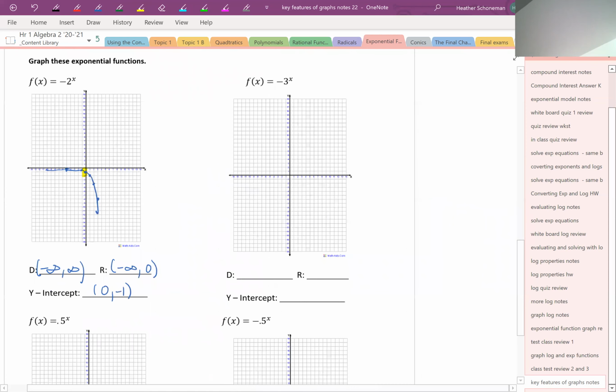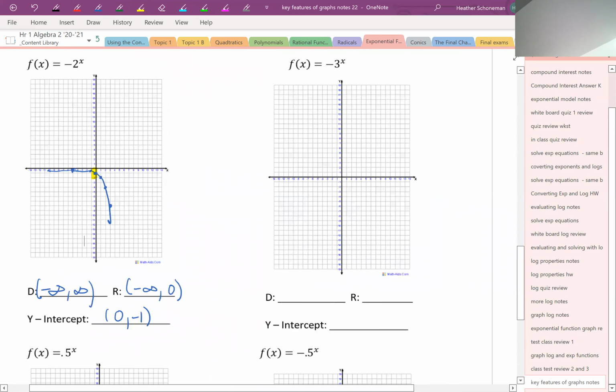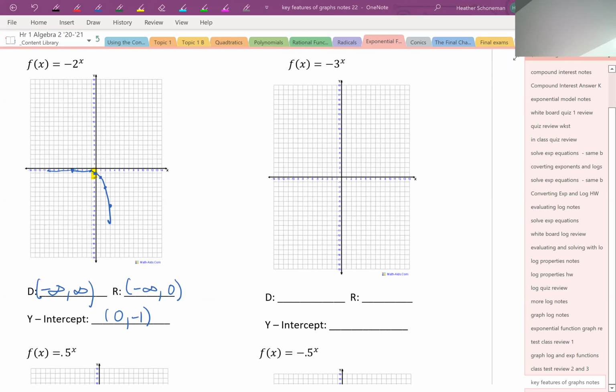Okay, let's see if we can graph the next one. So I'm going to go to my calculator, the y equals, clear out what's there. Remember, for the negative, you have to use the negative button and not the minus. So we have -3 to the x power. Go to graph so we can see it. And it's just like the second one that we did on the front, except it's going down this time.